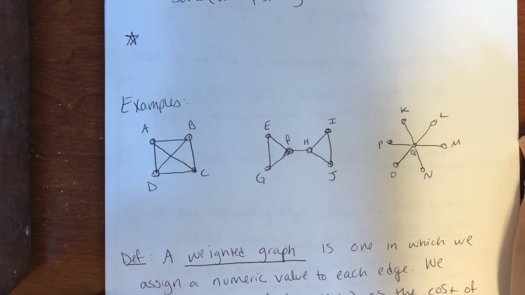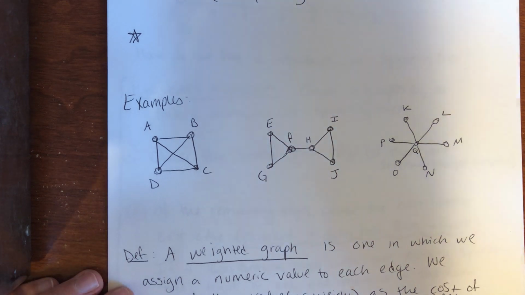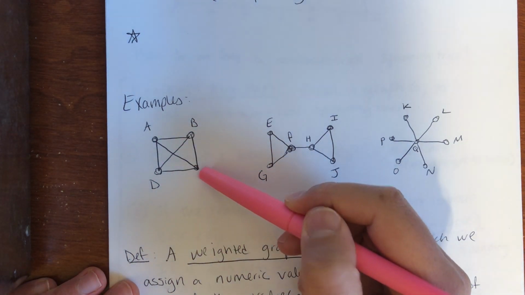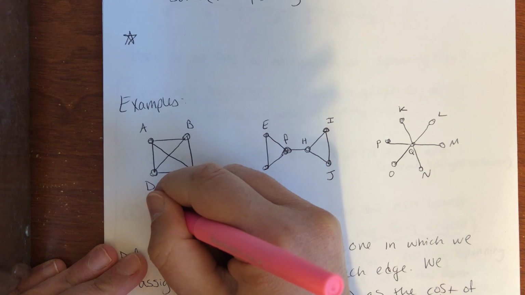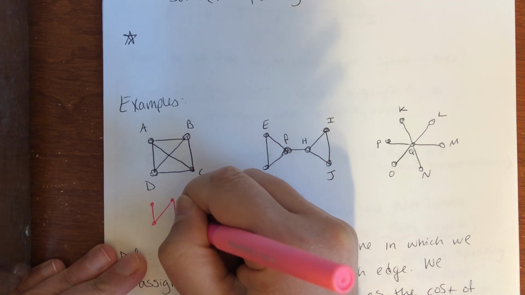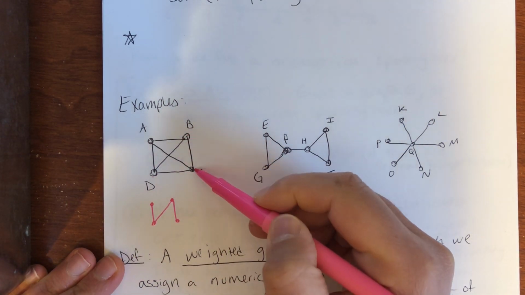So for example here, we have 3 different graphs. There's a lot of different spanning trees you could choose here. For example, you could make a spanning tree that looks like this, right, that uses A, D, B, and C.